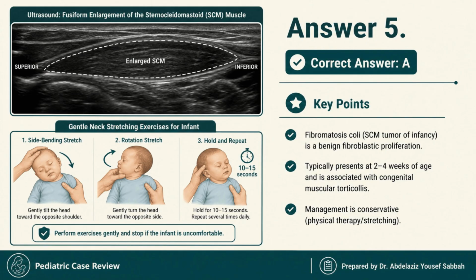The pathogenesis is thought to involve birth trauma or intrauterine positioning leading to muscle injury and fibrosis. Ultrasound shows characteristic fusiform enlargement of the muscle. Management is conservative, with gentle stretching exercises and physical therapy, and the vast majority resolve completely by 1 year of age. Surgery is reserved for refractory cases.